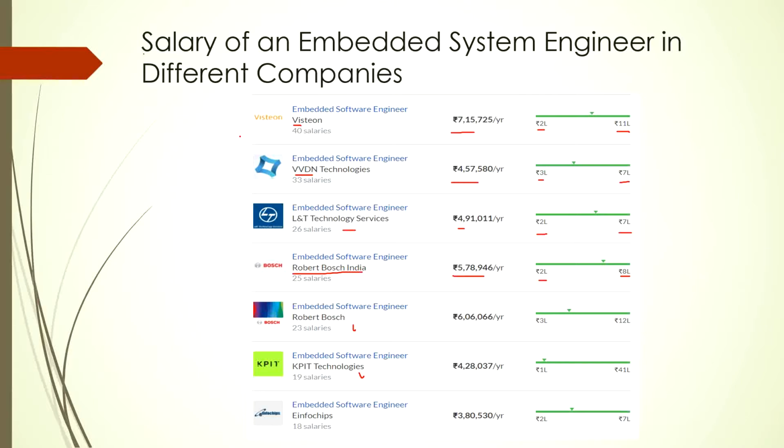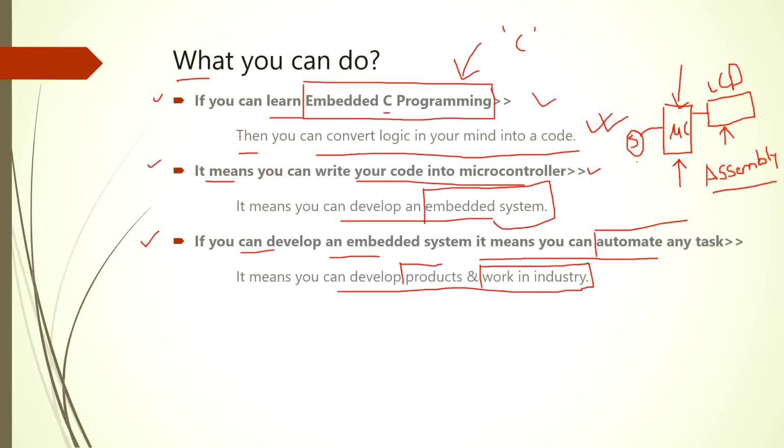Now, what is our aim? What to learn and concentrate on. If I want to become an embedded system engineer, then I should concentrate on these 3 points. First, learn C programming, then write code into a microcontroller, then develop or automate a product. If I can do these 3 things, then definitely I can become an embedded system engineer.